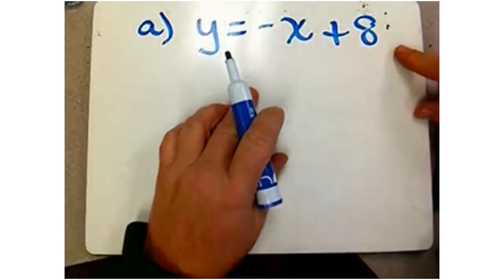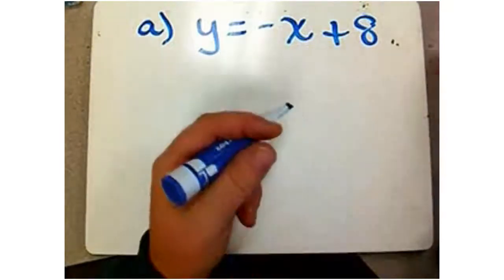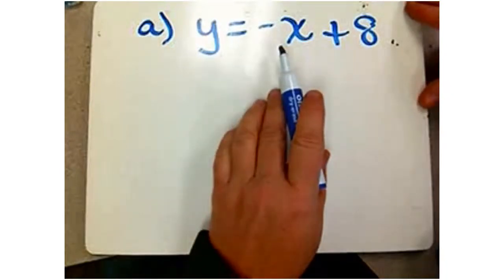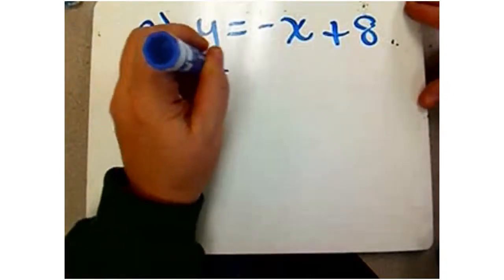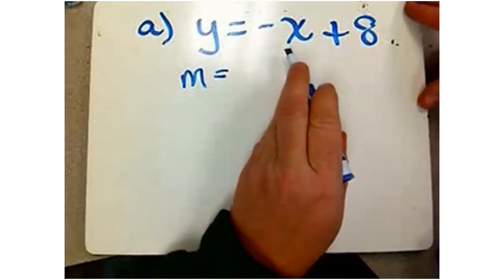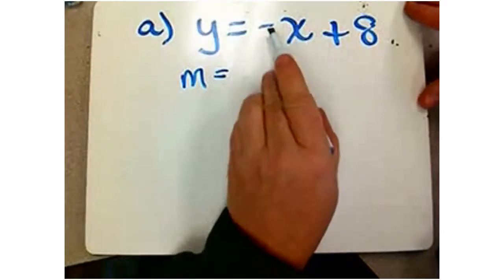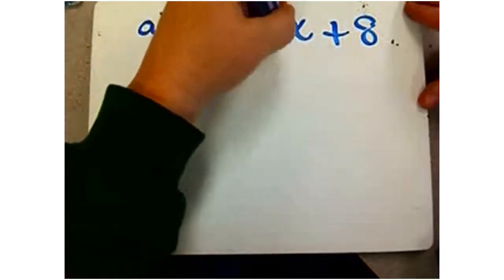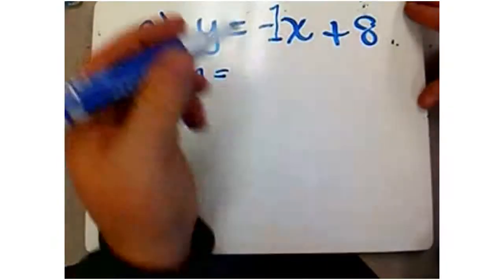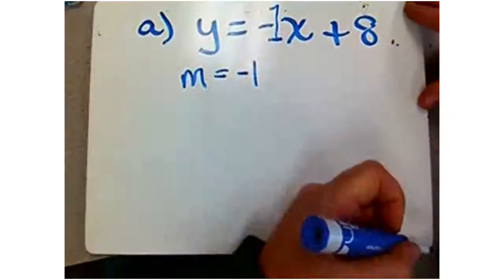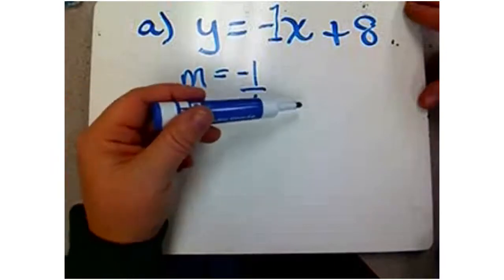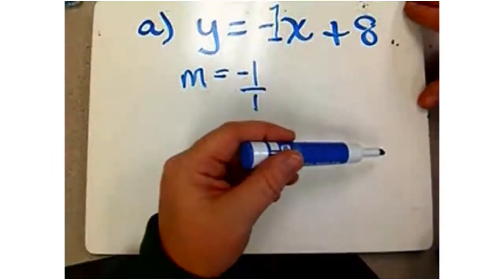So first we go, yay, it's already in slope-intercept form. Everybody say yay. All right. What is our m value? This is a little trickery. Sometimes students get tripped up on this. You got to notice that it says negative x, which actually means negative 1x, right? So your slope is negative 1, or negative 1 over 1. You're going to go down 1 and over 1 to the right, down 1 and over 1 to the right.